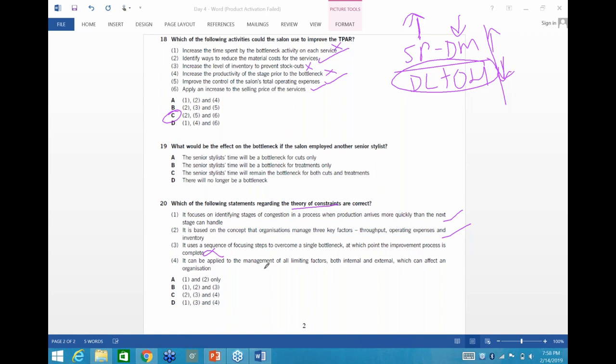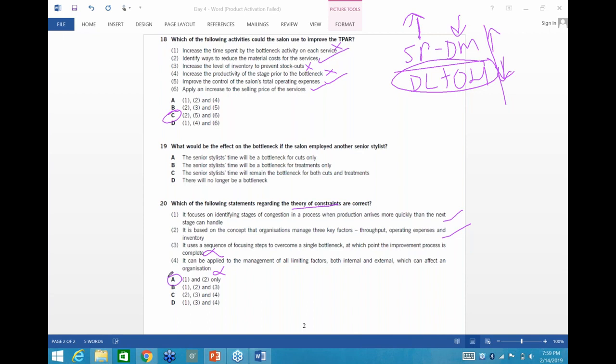No, that's a big no. Okay, so not all limiting factors. There can be certain external factors which I have no control over. Especially the external factors, which are not within the organization's control. So your answer is 1 and 2, A for apple.